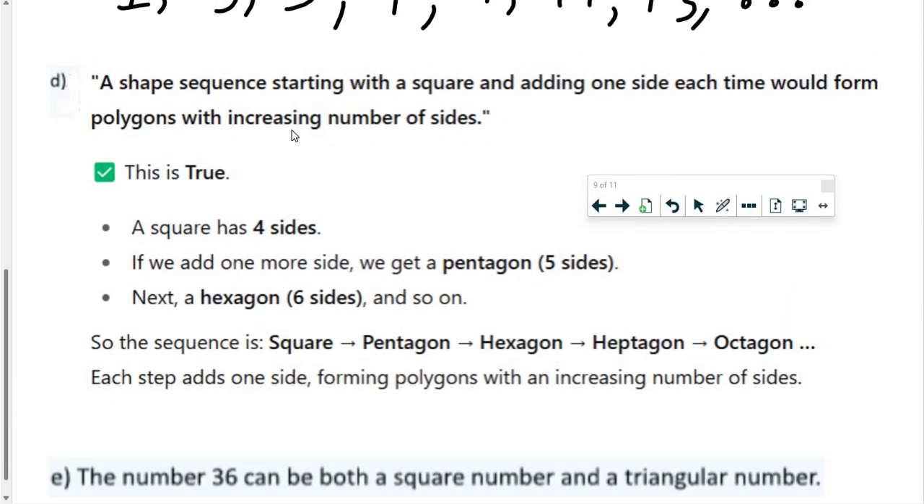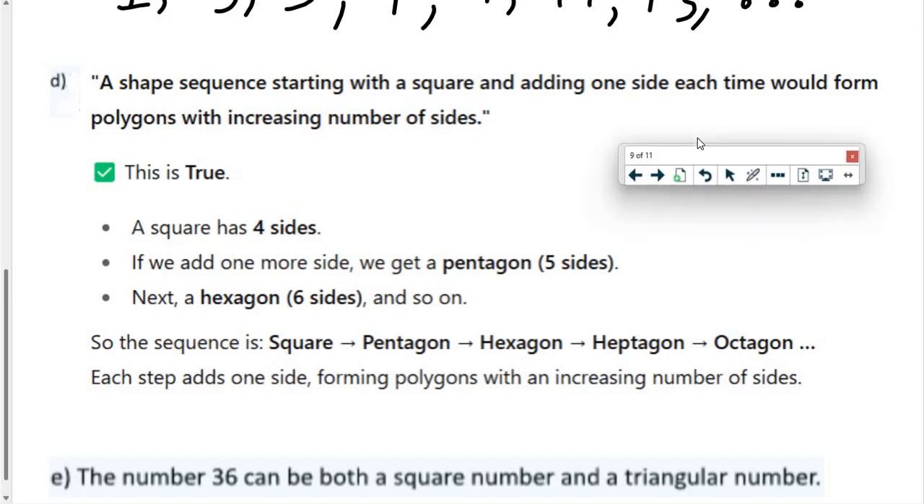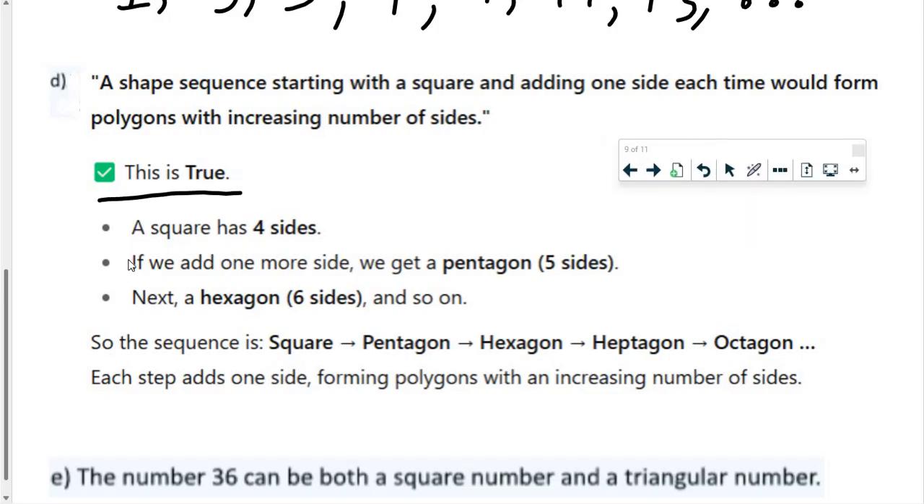A shape sequence starting with a square and adding one side each time would form polygons with an increasing number of sides. It is true. A square has 4 sides. If we add one more side, we get a pentagon, which has 5 sides. Next, a hexagon, 6 sides, and so on. So the sequence is starting with a square.